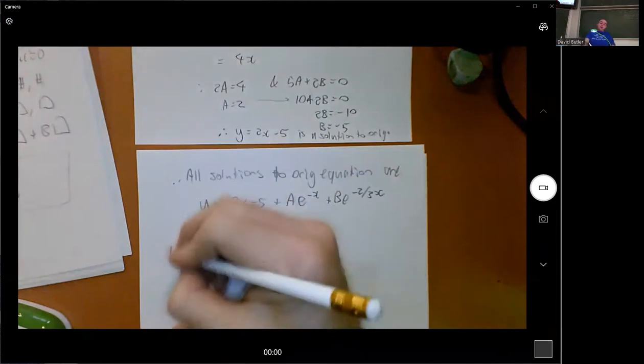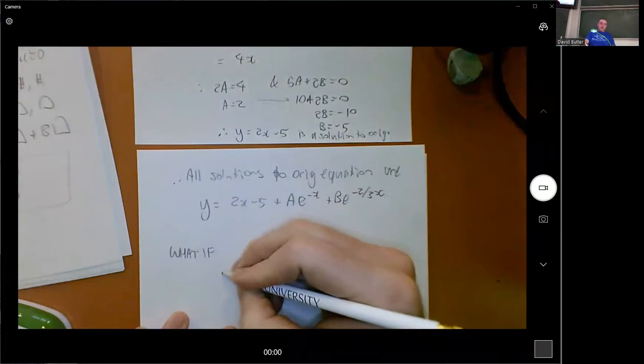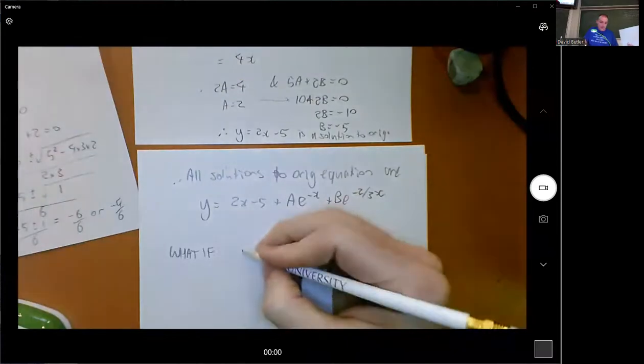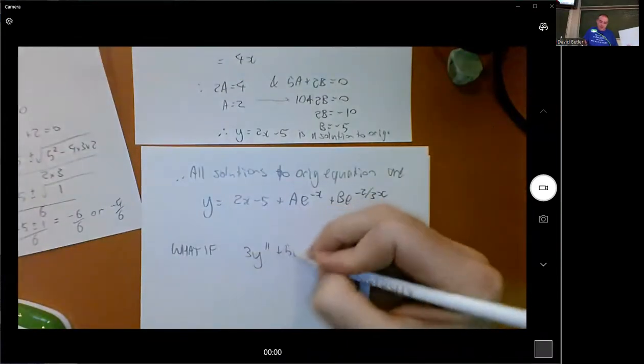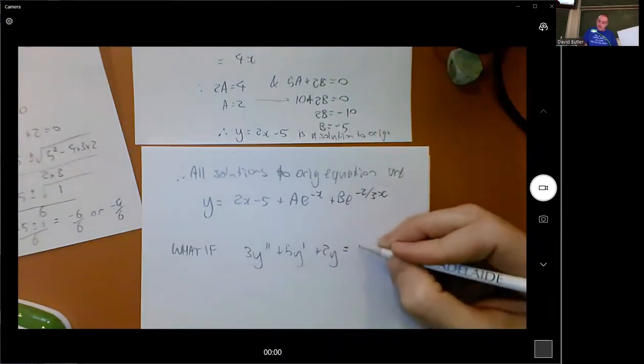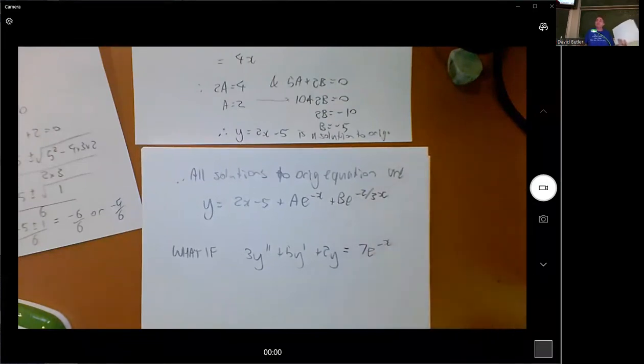I do want to ask a what if. What if it had been 3y double dash plus 5y dash plus 2y equals 7e to the minus x? What would have happened? Why would I need to multiply by x?